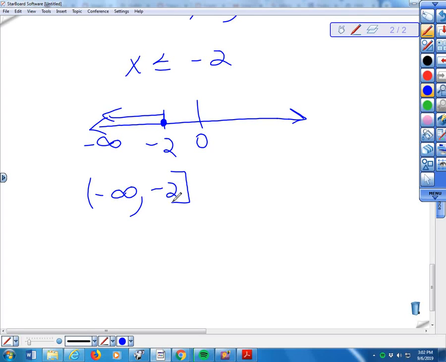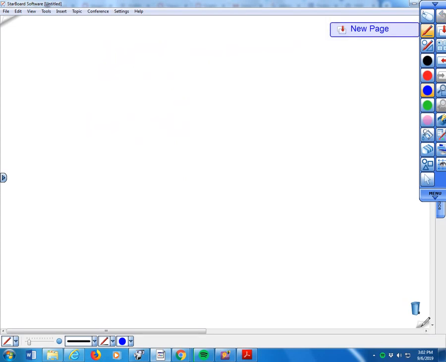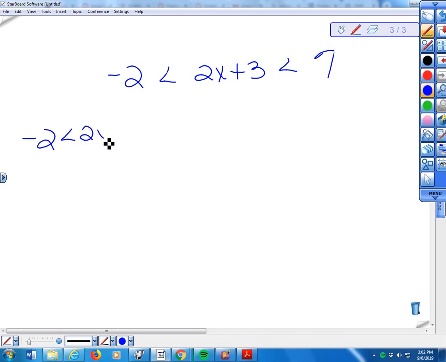Okay? So now let's talk about how to solve compound inequalities and how to write those in interval notation. You'll see compound inequalities written like this, or you might see compound inequalities written like something like that. This is called an and, because it's one and the other. This is an or, one or the other. Okay, you're going to see them both ways.